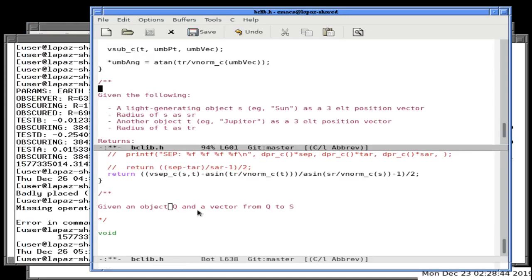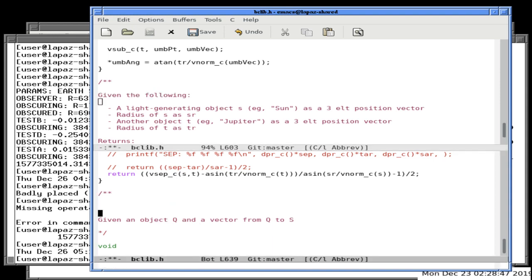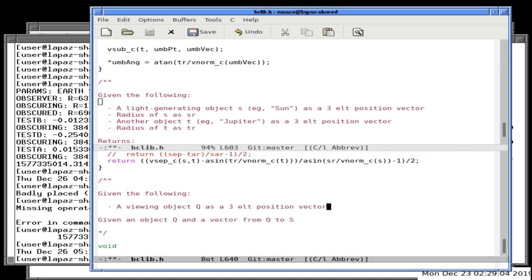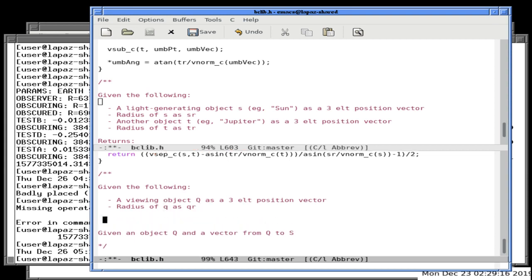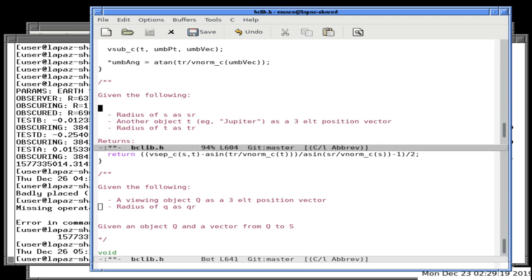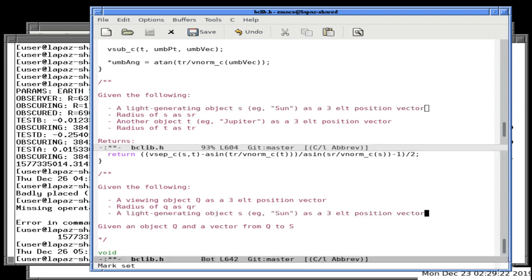So it's da-da-da-da. Given the following, a viewer Q, why do we call him Q? And we'll just do that. A viewing object Q, Q as a 3-element position vector, radius Q as QR, we can call it a viewing object. A light generating object S as the position of the third, returns.